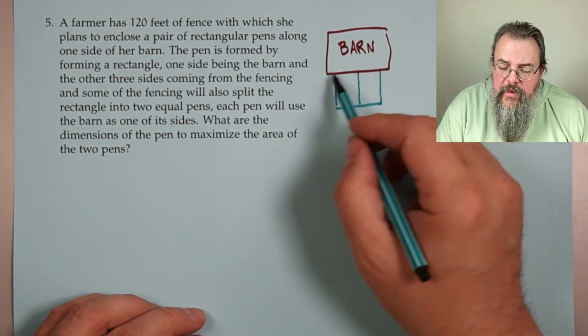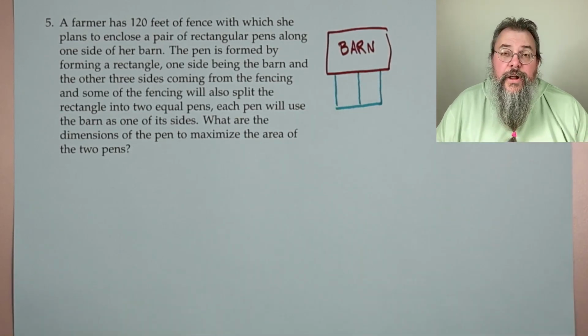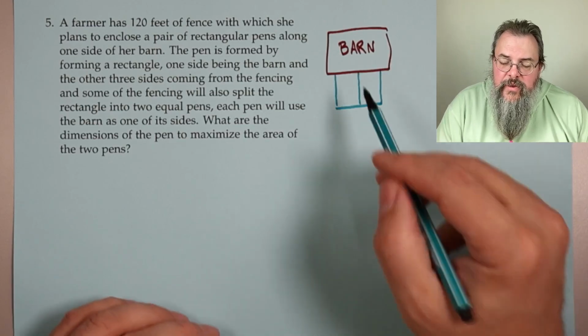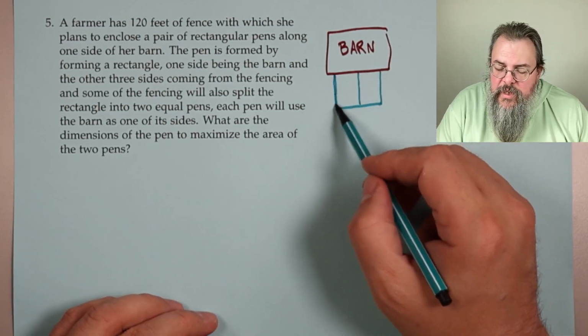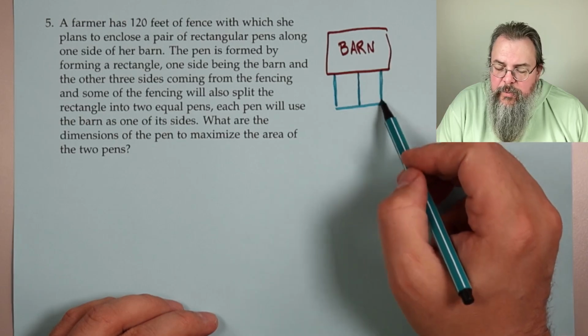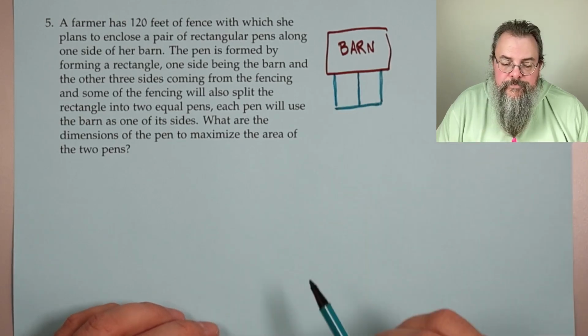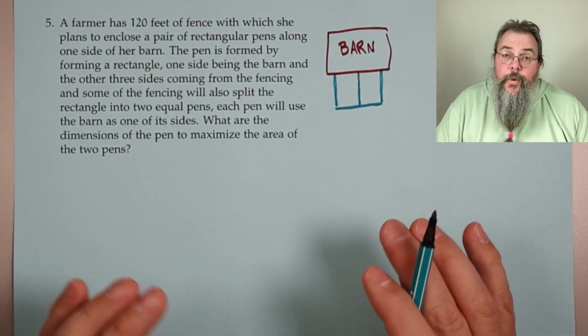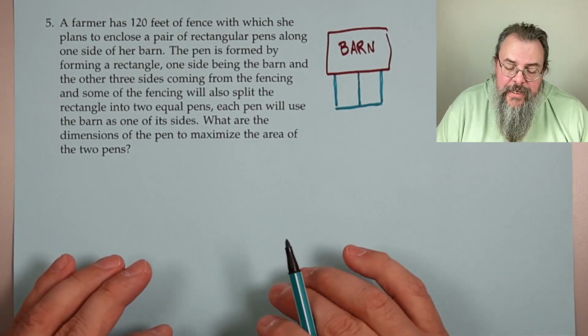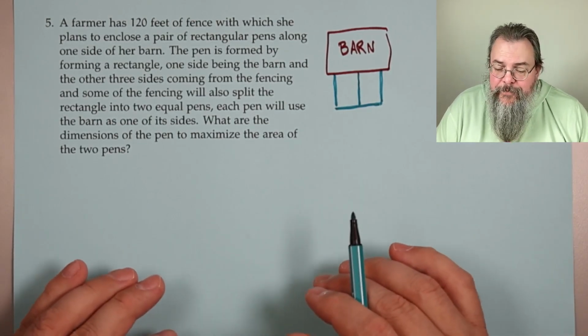Now notice the barn is a natural boundary. So we don't need to use fencing against the barn, but we will need to use fencing on these portions here. All right, so that's the picture. What are the dimensions of the pen to maximize the area?